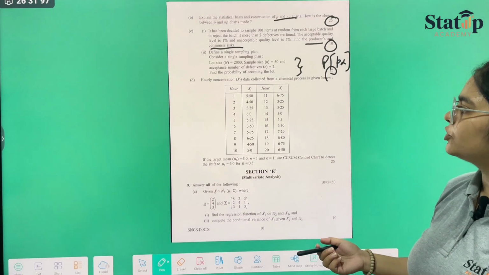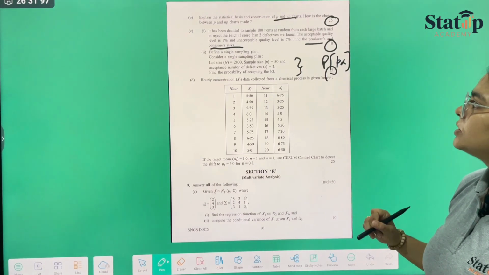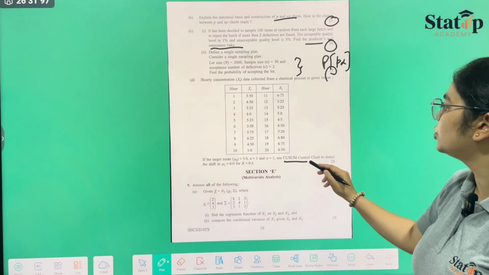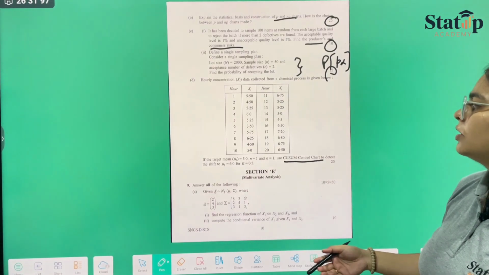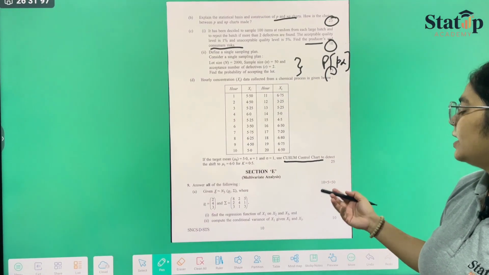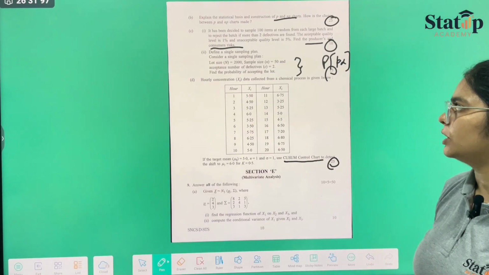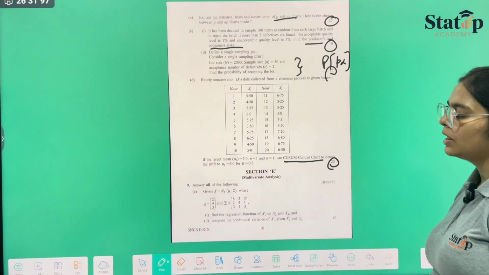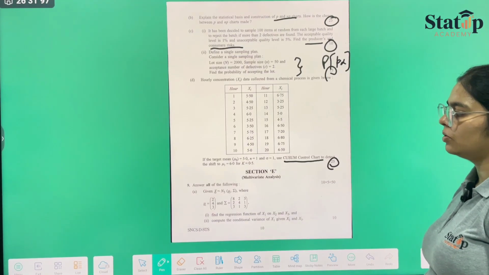Next, the last portion of choices, hourly concentration data from chemical process have been given, and we had to use Q-sum chart to detect the shift for the mu1 and k. So it was of 25 marks. So this concludes your section number 4, section D, which is our statistical quality control.